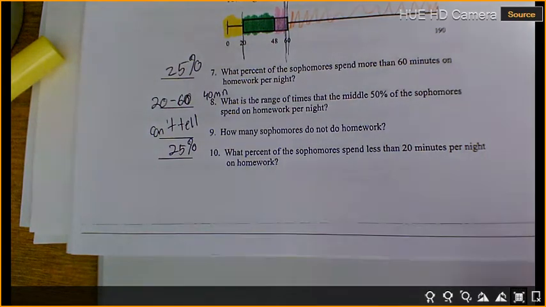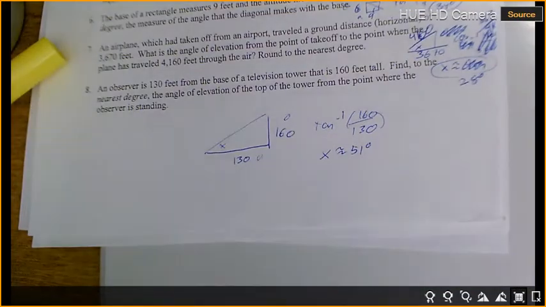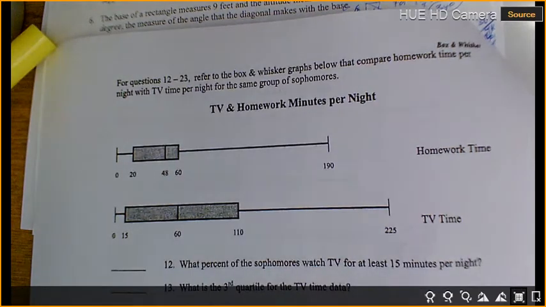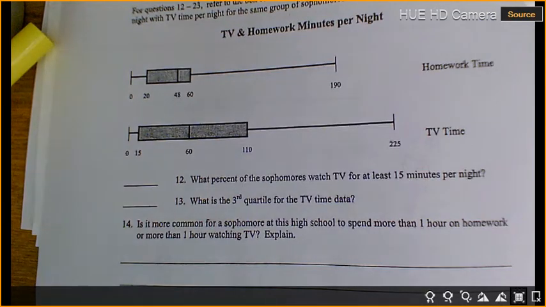All right, let's turn it over. For questions 12 to 23, refer to the box and whisker graph below that compares homework time per night with TV time per night for the same group of sophomores. This is my problem in life. I would much rather watch TV than do my homework, to be honest. And I try to do it with the television on, which does not work.